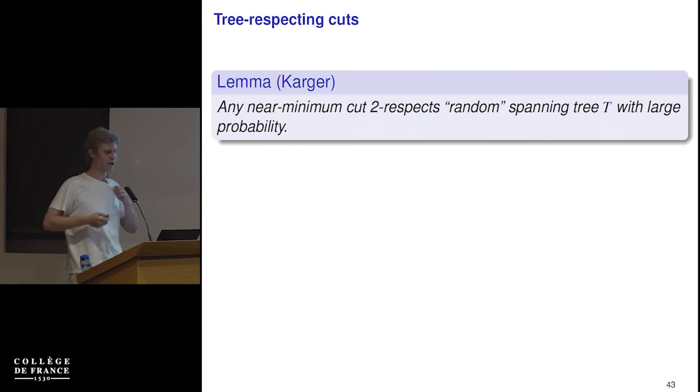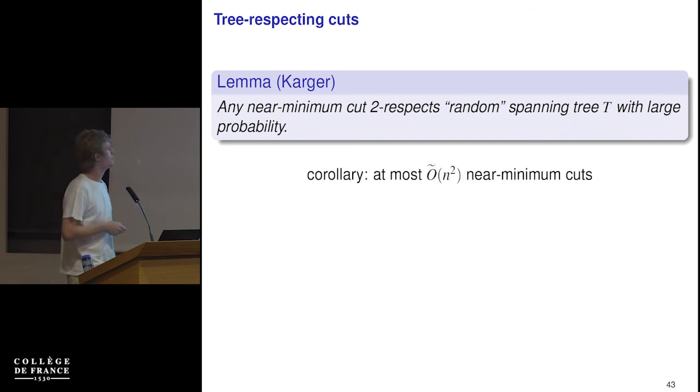So basically, if you take a logarithmic number of these random spanning trees, then every near minimum cut will respect at least one of them. So that means that if we are interested in near minimum cuts, then we can just look at this smaller set of 2-respecting cuts, which scales again with n squared instead of exponential in the size of the graph. And we know that the minimum cuts will be contained in this much smaller set. So this is an obvious corollary from this lemma.